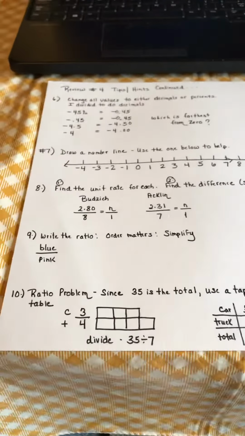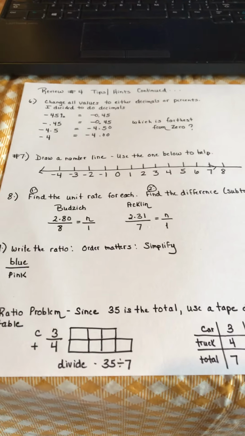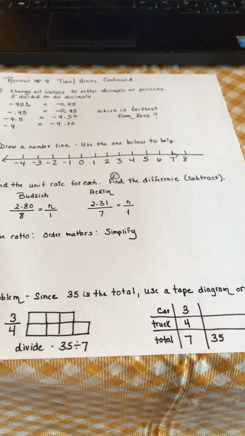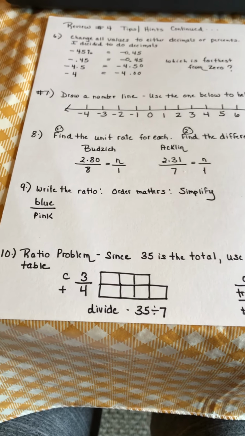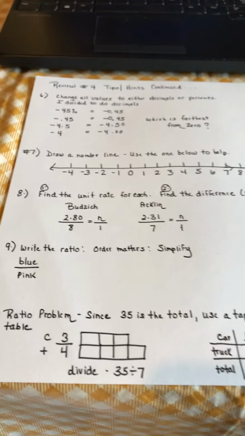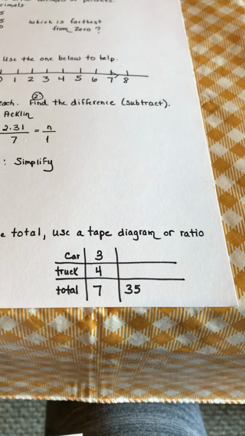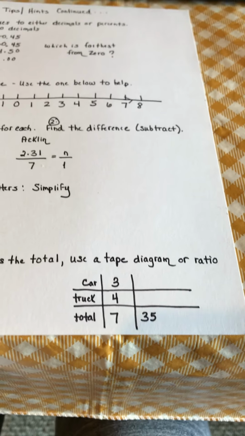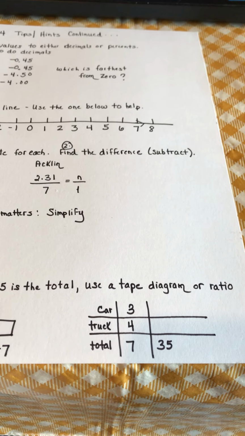Number 10 is a ratio problem, which is a little bit more complicated. You are given 35 is the total. So I would suggest using a tape diagram as shown right here. And then because 35 is the total, you would divide 35 by 7. Or you could do a ratio table. But in the ratio table, you have to add that third section for the total.